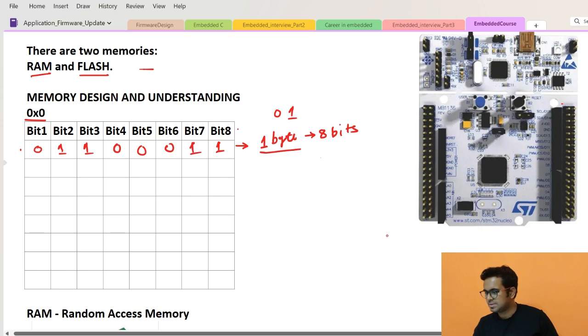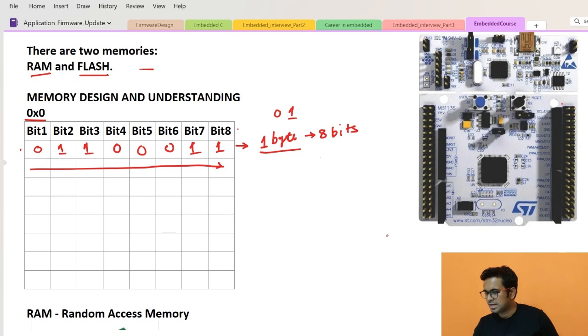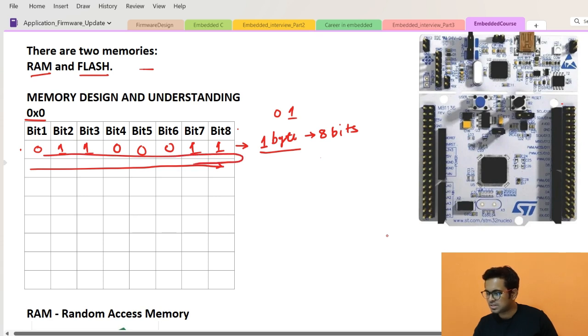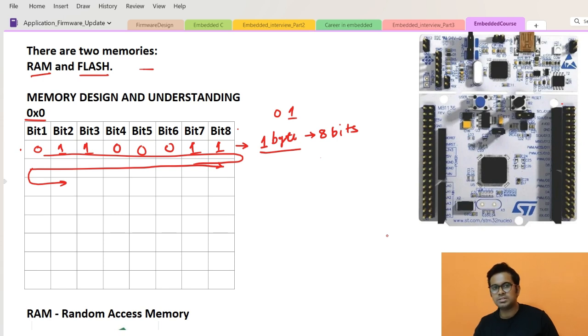Okay, similarly this is the next memory unit which can be filled. And always remember that memory will be filled in this sequence only. The filling will start from here, then from here, then from here. Like that, the memory units will start filling.